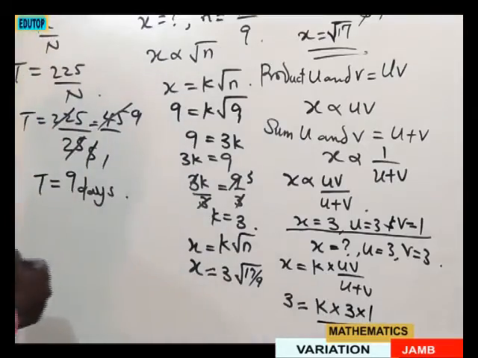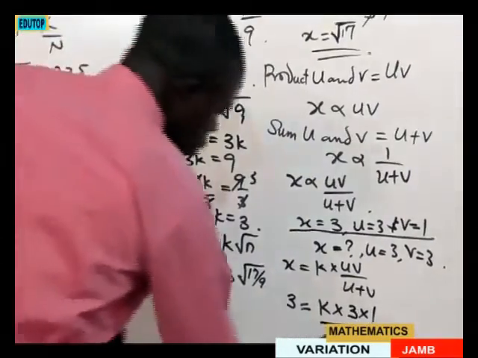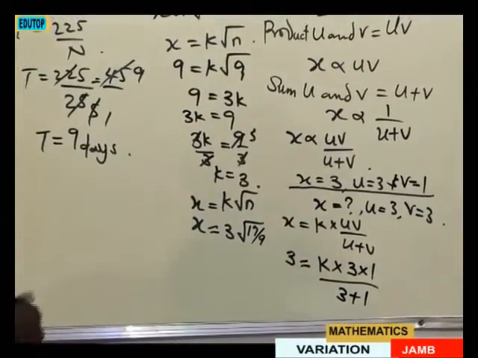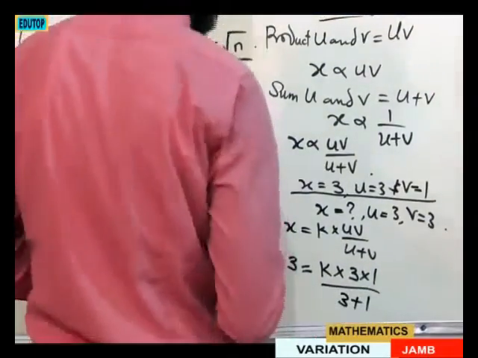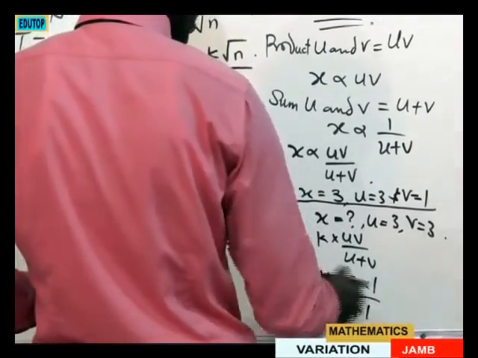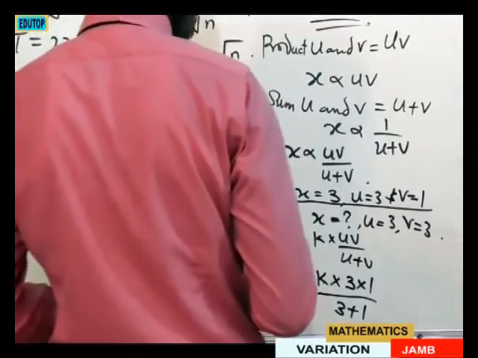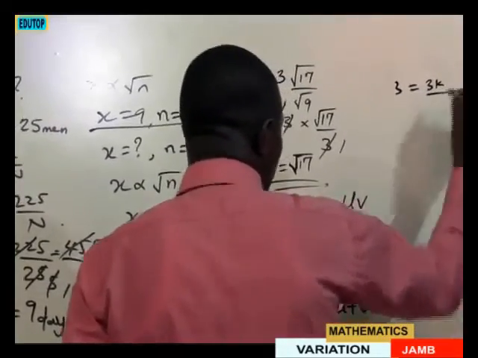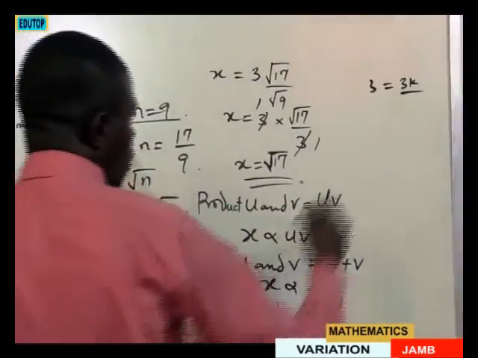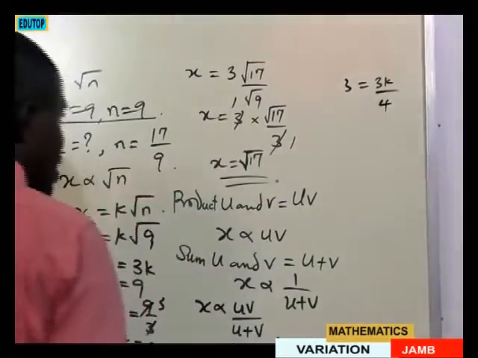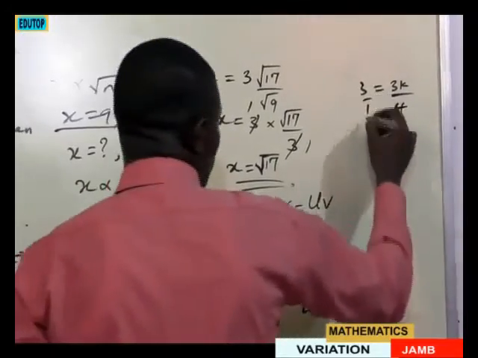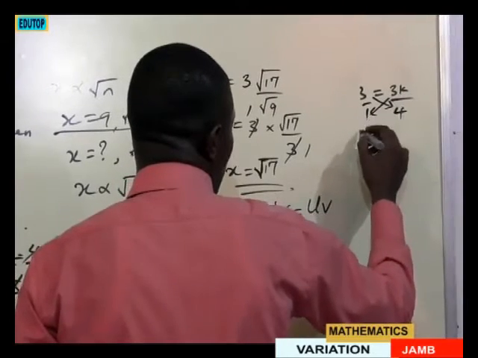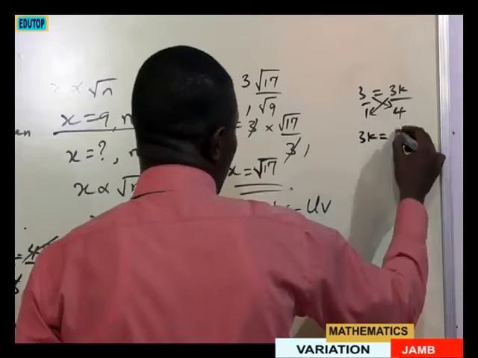Over the next one, what is our U? Our U is 3. What is our V? Our V is 1. So we have that as 3 plus 1. To now resolve this, we have K times 3, 3K, times 1, 3K. So we have 3 equals 3K over 3 plus 1, that is 4. Then the next thing to do is to cross multiply, because the 3 is over 1 as a fraction. 3K times 1, 3K. 3 times 4, 12.